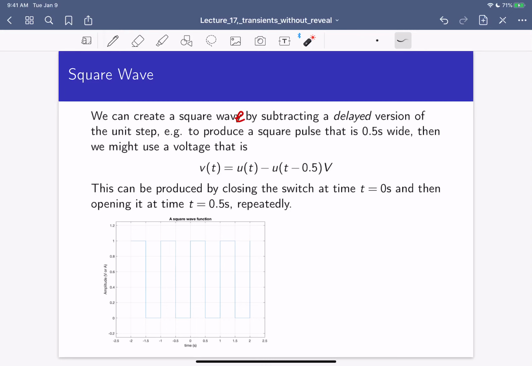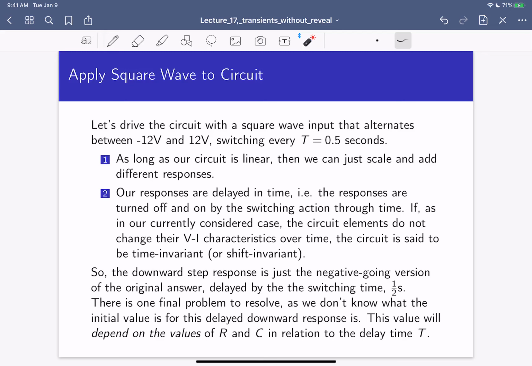When we look at this, the downward step response will be the negative going version of the original answer, but it will be delayed by the switching time, 1 over 2 times 1 over 2, half a second. There's one more problem we have to figure out. We don't know what the initial value is for the delayed downward response. This will depend on the values of R and C in relationship to the delay time t.